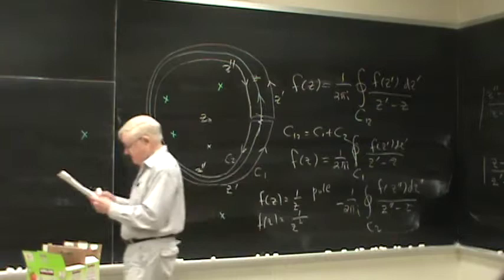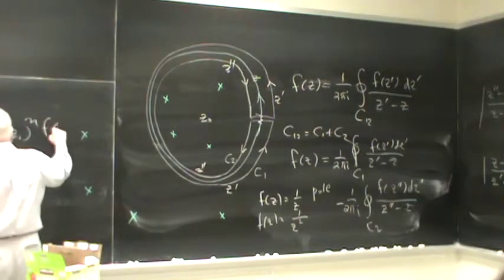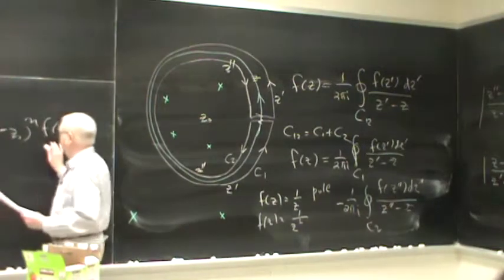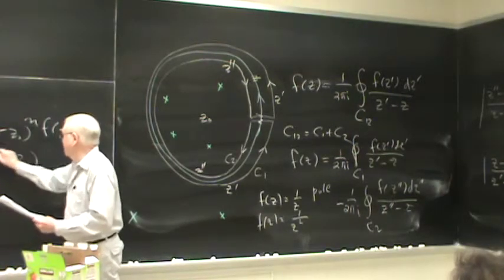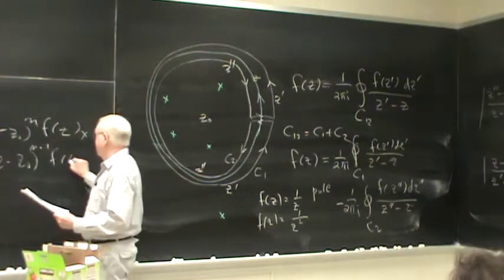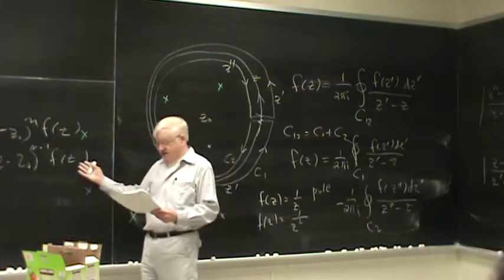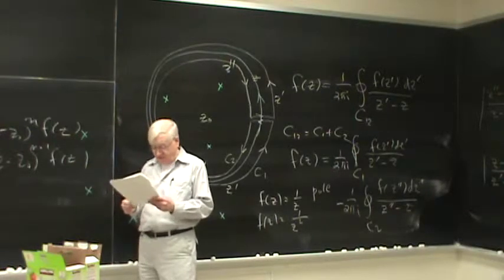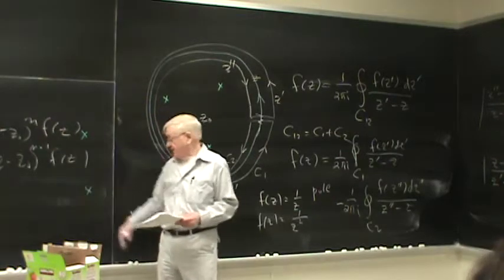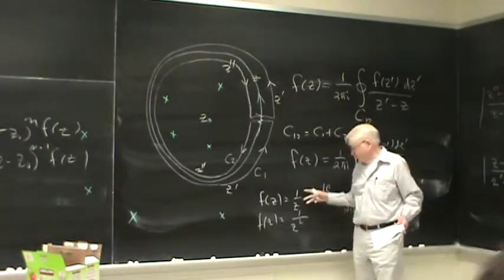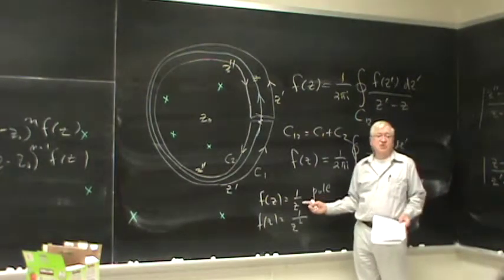if you can say that (z minus z0) to the n times f of z is analytic at z0, but (z minus z0) to the n minus 1 times f of z isn't analytic at z0, but rather has an isolated singularity at z0, then this is called a pole of order n. And as you can see, this is pole of order 1, pole of order 2. Pole of order 1 is also called a simple pole.